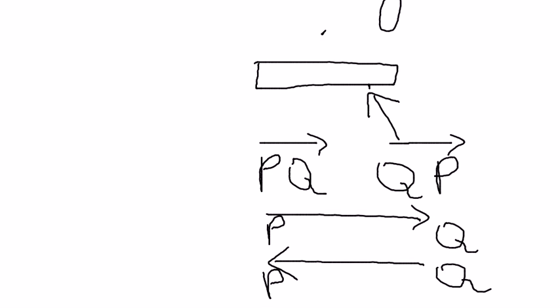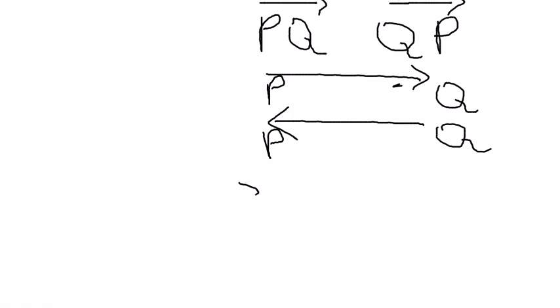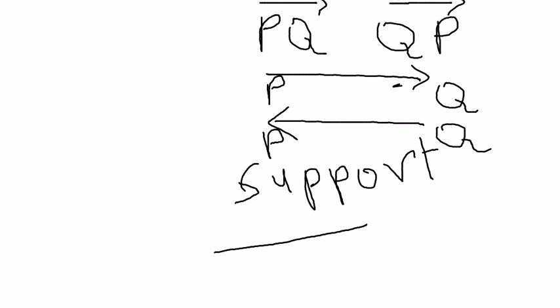The next thing is the support. The support of a vector is the line, the infinitely dotted line right there, right? We extend the vector on both sides. And then we can create a support of the vector, right?